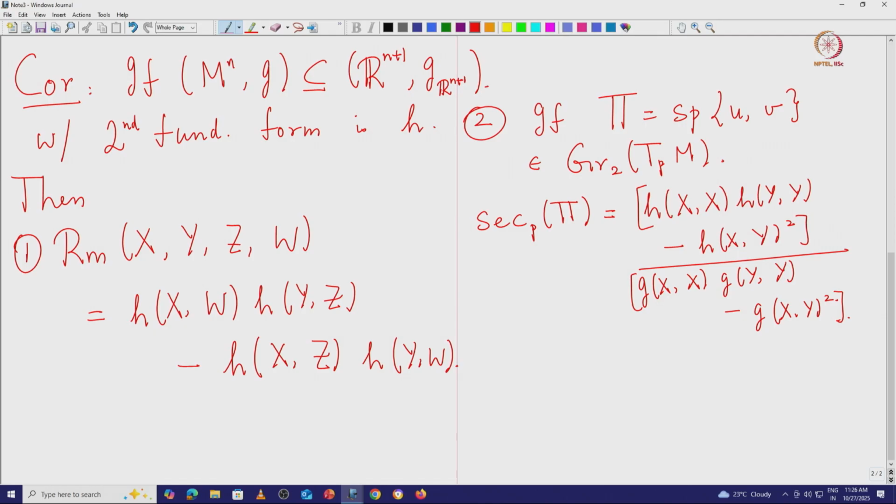I won't write down the proof, but let me make a remark that historically, you might be wondering, why is this called the second fundamental form? What is the first fundamental form? So historically the metric was called the first fundamental form.